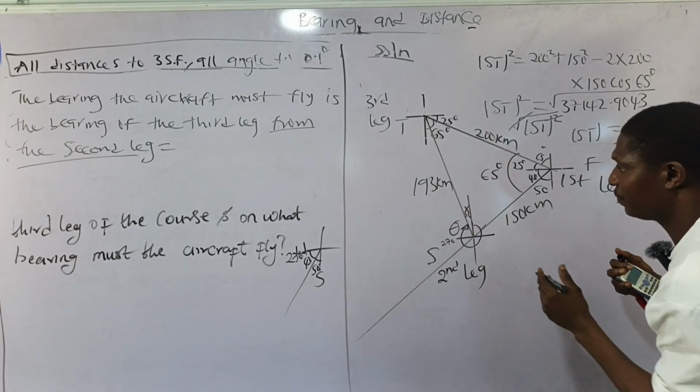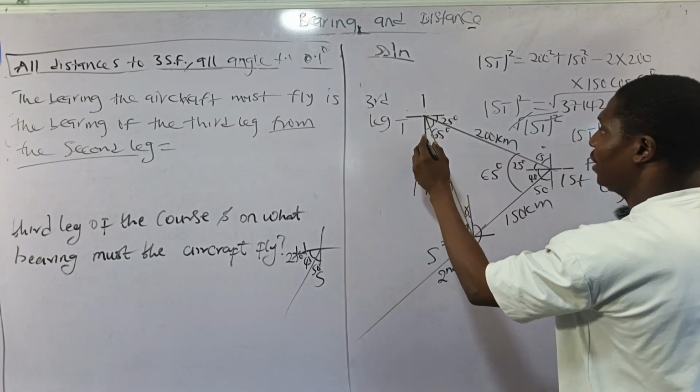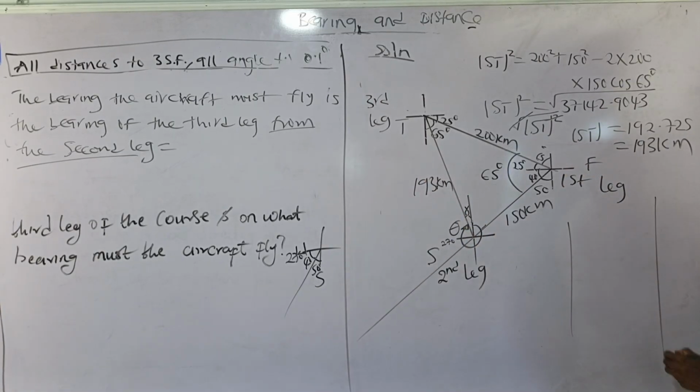Now, if you watch this angle, if I have a north-south line and another north-south line, and I have a line here, this angle must equal this angle.